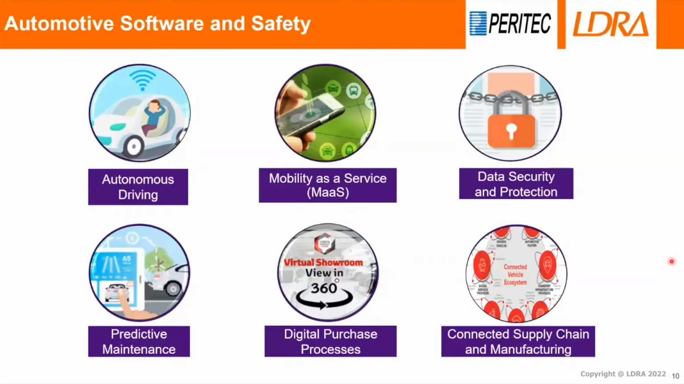And even the purchase process is completely digital nowadays, and there is connected supply chain and manufacturing available. So there are a lot of things which are happening, and some of the things are listed down here. So it's a complete transformation which is happening, and most of the things are based on software. So it may be software which is in the IT, or it may be software within the embedded systems.